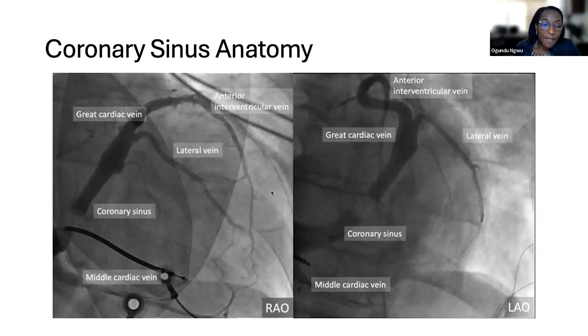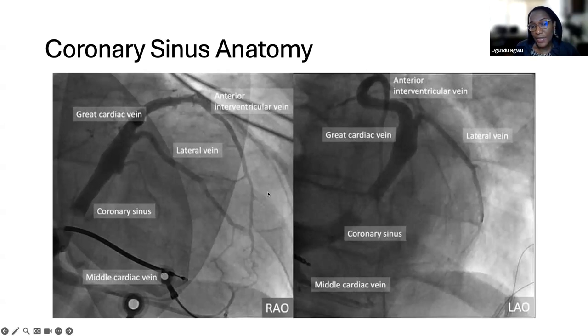So on the left side, you have the RAO view of a CS venogram. You have the balloon right there at the beginning of the vessel. And then you do the venogram and you see all the branches. You see the lateral branch. You see the anterior branch. The anterior interventricular vein runs with the left anterior descending artery. So that is a location that you don't want to place your CRT in. There's absolutely no benefit from placing leads in the anterior vein.